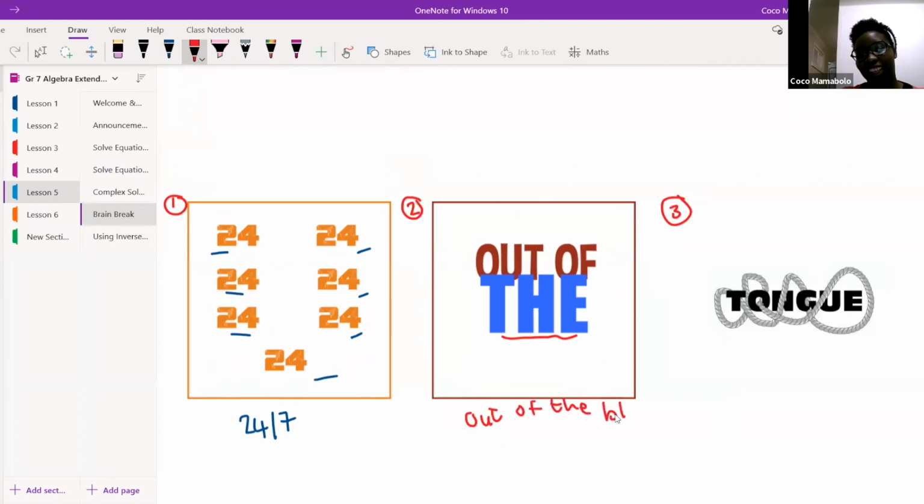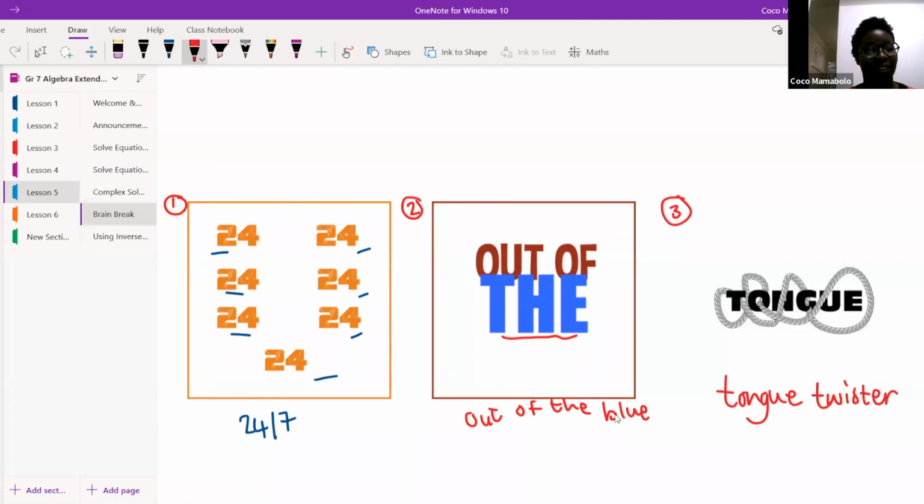There we go. Excellent. Number three is an easy one. Yes, Jeanette says out of the box, because it is kind of in a box. Okay, I like that one. The last one, number three, is pretty easy. It's a tongue twister. Yes, a tongue twister. There we go.